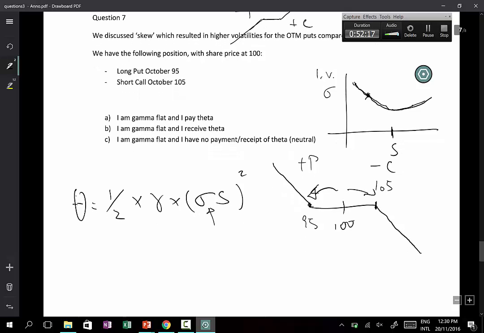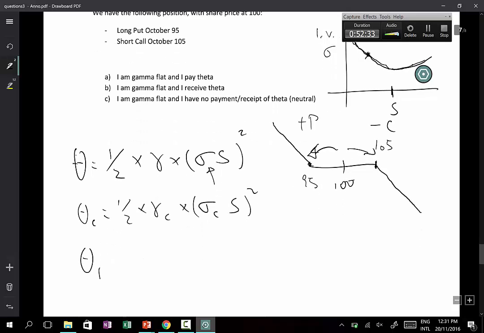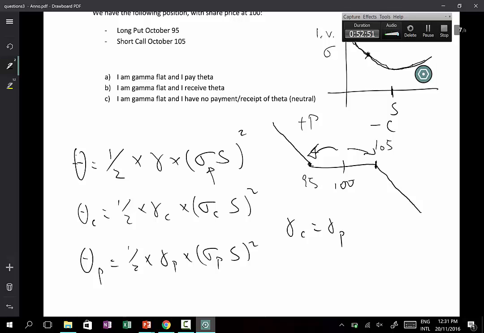So for your call theta, it will be a half times the call gamma times the call sigma squared, and for the theta of the put, it will be this. Okay. The problem here is we assume that these two are roughly equal. Okay, so you are gamma flat. In fact, gamma flat is a bit silly because all the answers say you are gamma flat, and you are. Okay.